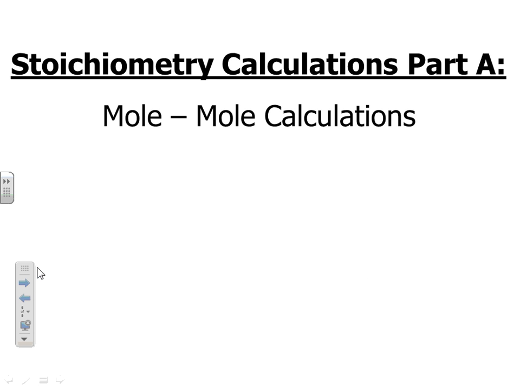Let's actually now do some questions that appear in question form. So I've told you the tricks. Now I'm going to give you a question and we'll set it up. We call these mole-mole calculations because we're starting with moles and we're ending with moles. Tomorrow we're going to add another step. We're going to add grams to the mix.